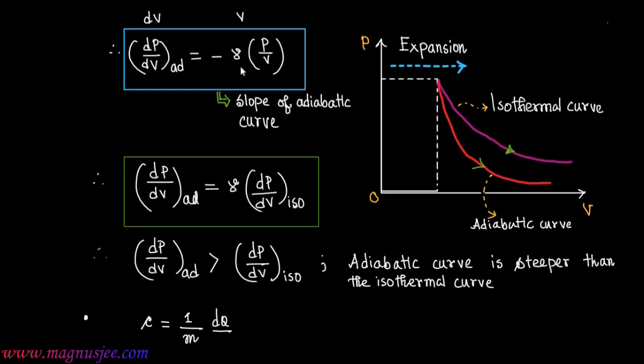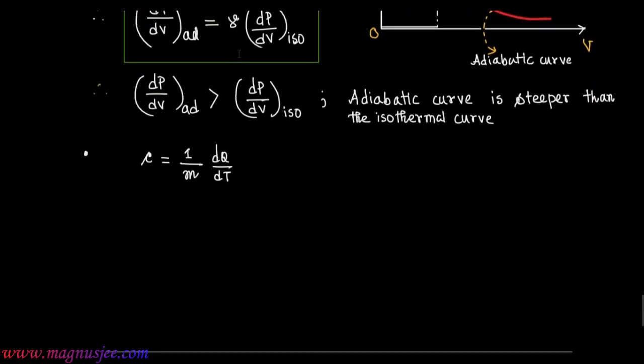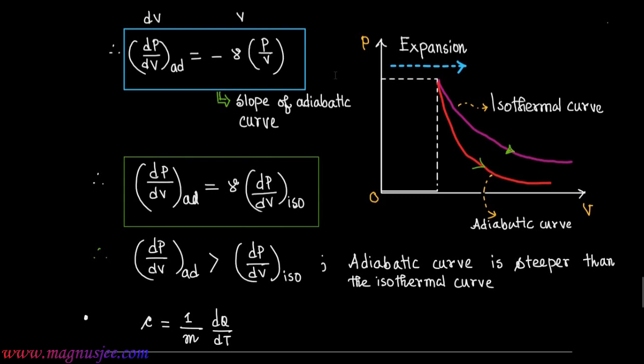Now, the specific heat of the gas is small c, which is 1 by m dQ by dT, where m is the total mass of the ideal gas. Small c is the specific heat of an ideal gas, and we have to find the expression or value of the specific heat of the ideal gas for adiabatic expansion or for adiabatic change.